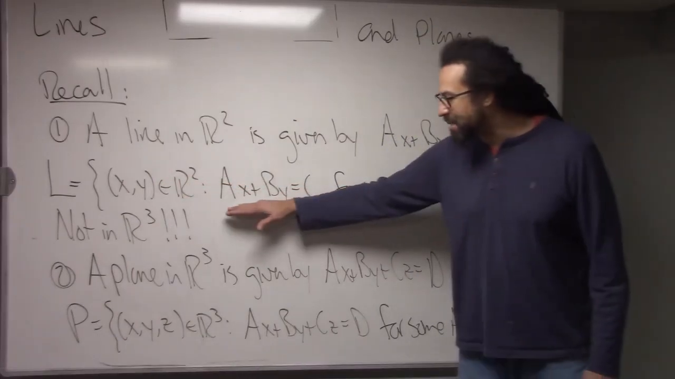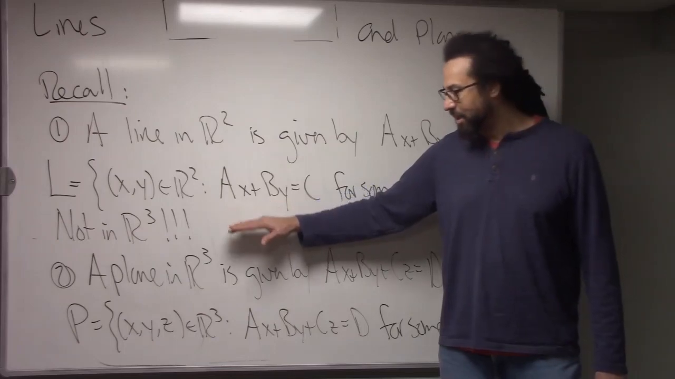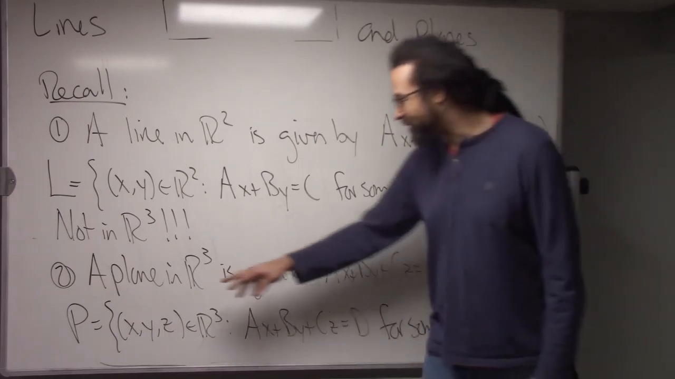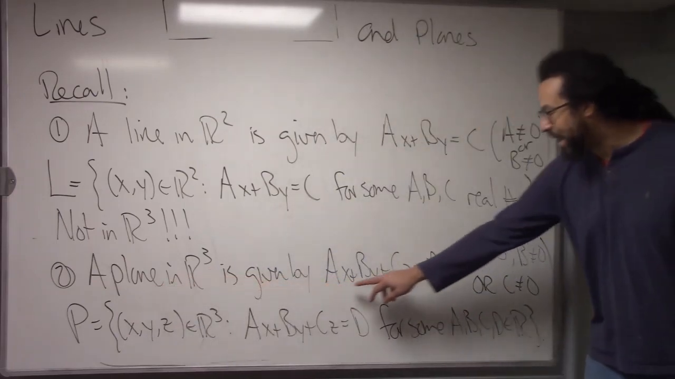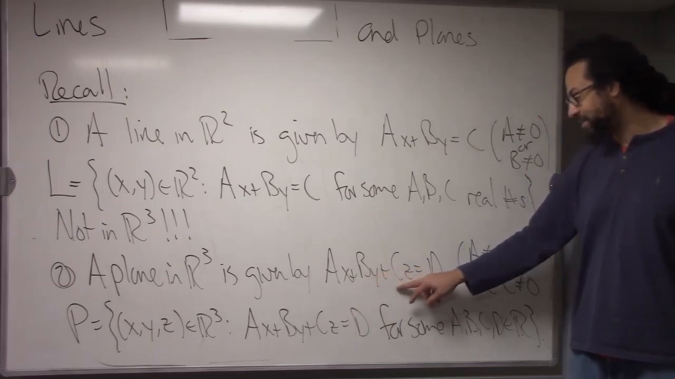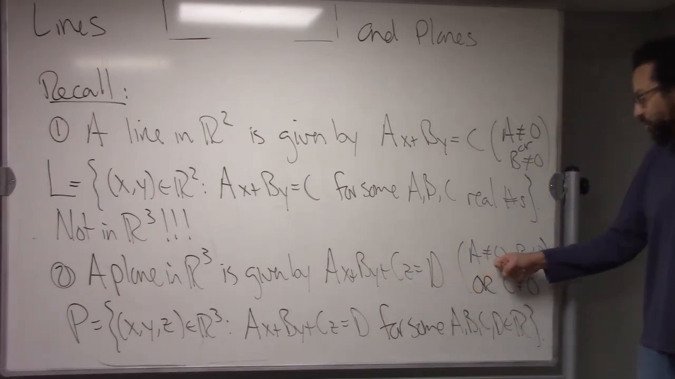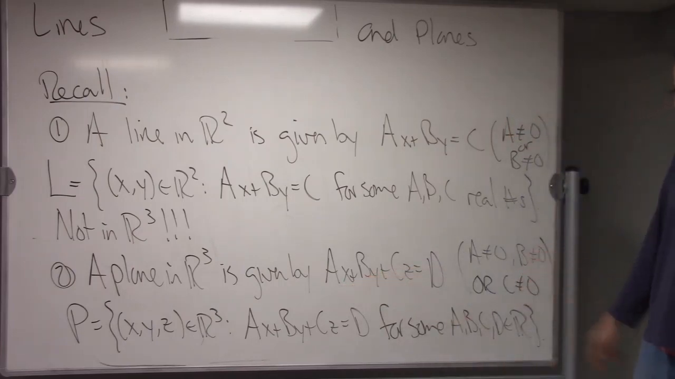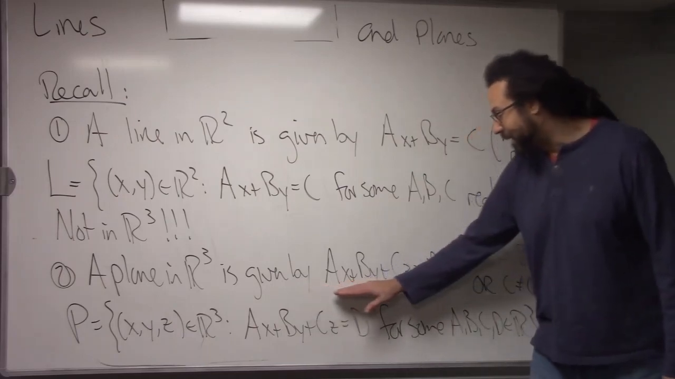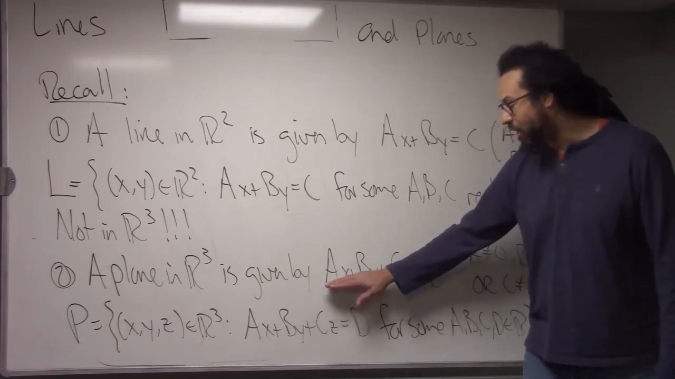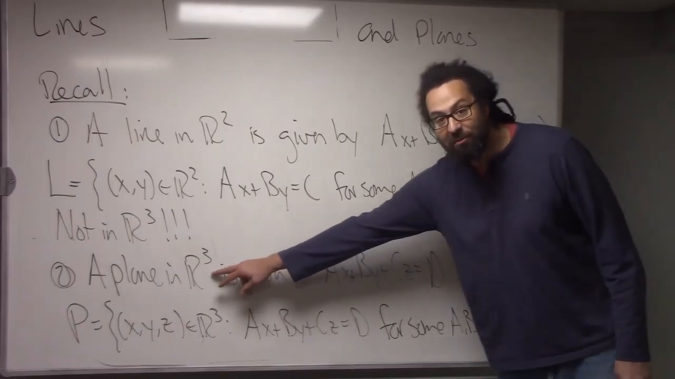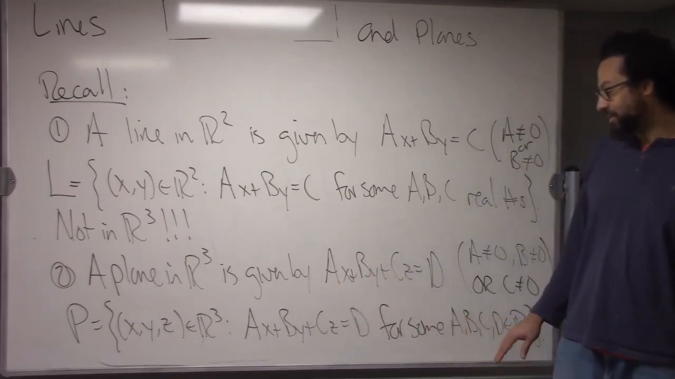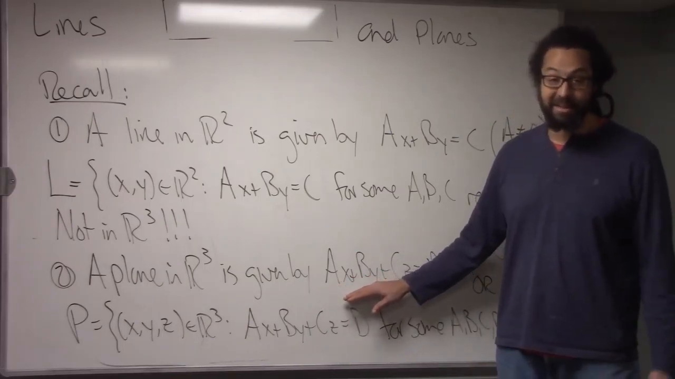Again, this same description does not work in R3. This thing describes a plane in R3. So in general, what is a plane in R3? A plane in R3 is given by this equation, ax plus by plus cz is equal to d. And again, one of these three coefficients, a, b, or c, has to be non-zero. Again, this thing means a plane in R3. But if you go up to R4, this thing means something different. Now this thing means, I guess, a three-dimensional hyperplane in R4.